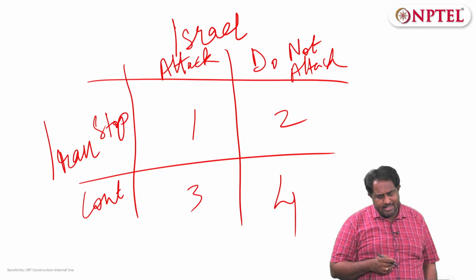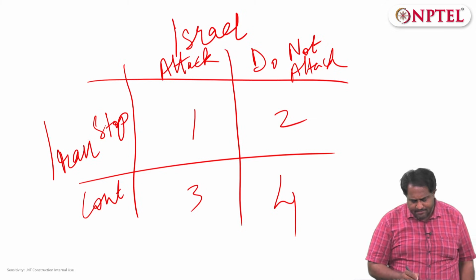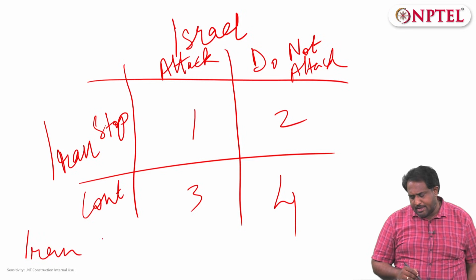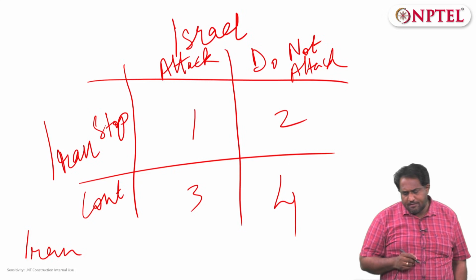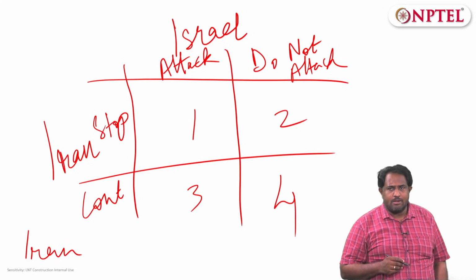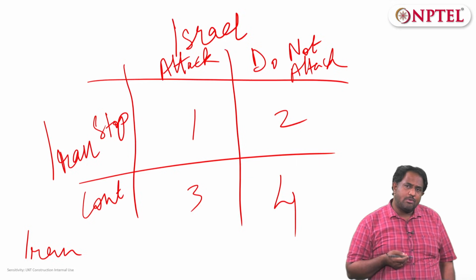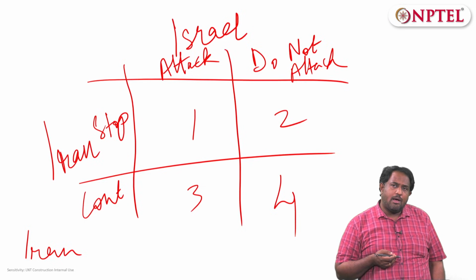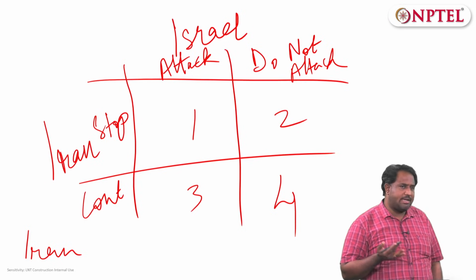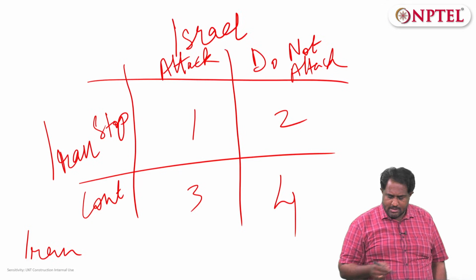If this was the ranking that one foresees, then in terms of Iran's preferences, it would be fair enough to suggest that Iran would want to pursue a strategy where it continues to develop nuclear weapons and does not get attacked by Israel. Because ideally, that is the situation that Iran would be looking forward to, that it continues to develop its nuclear weapons and does not get attacked.